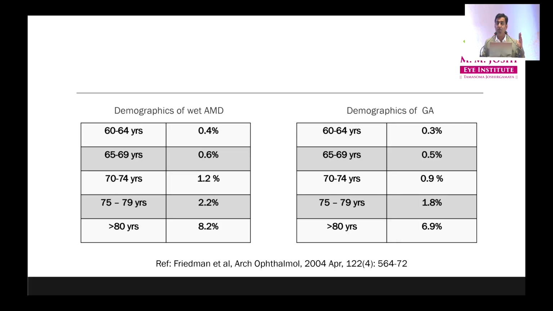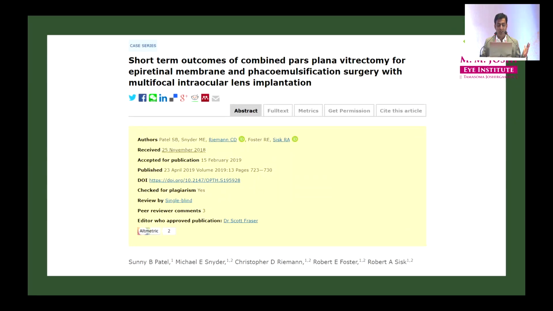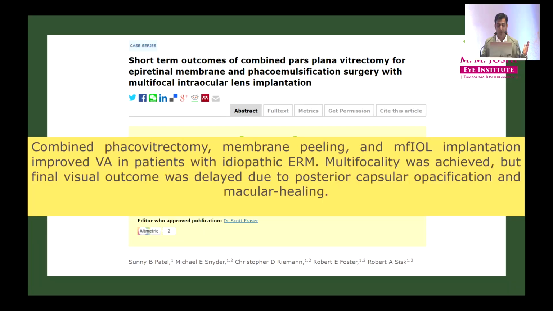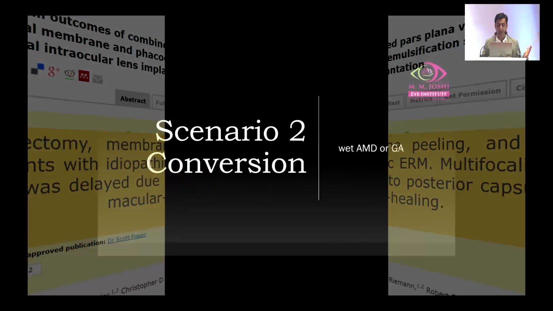So the debate always arises here is, why should we not implant a multifocal IOL? There are several short-term outcomes in combined pars plana vitrectomy and epiretinal membrane, which have shown that multifocality was achieved, but final visual outcome was delayed because of PCO and macular healing.